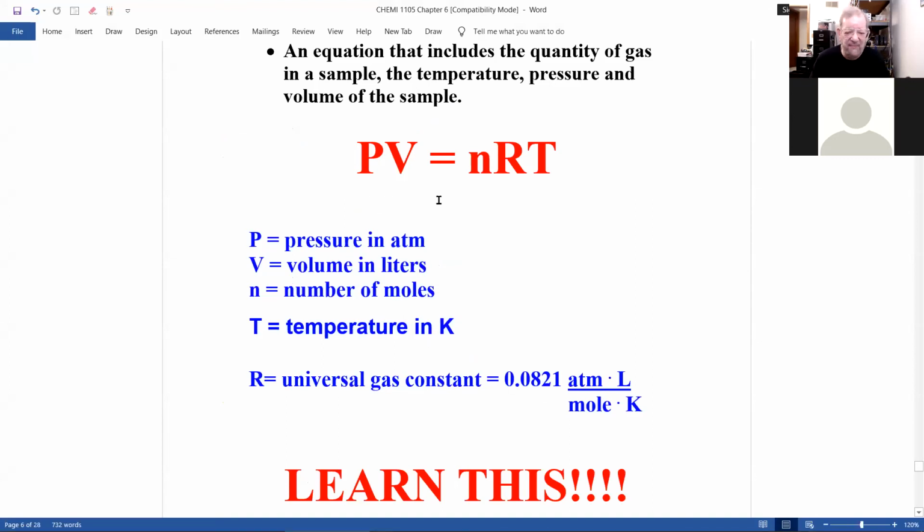Now, let's look at PV equal nRT in a practical way. You should know this. PV equal nRT teaches you a lot about your car tires. Yes, your car tires. How's that? Well, your car tires are gas inside rubber, and they're enclosed in there.